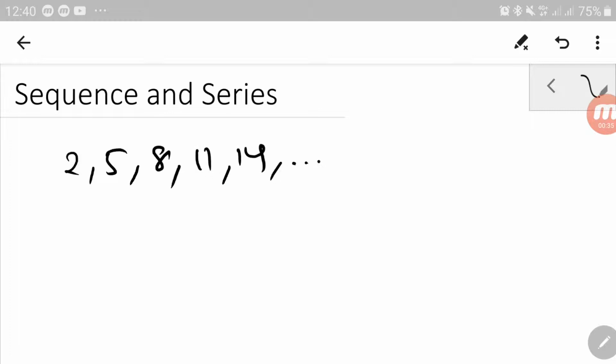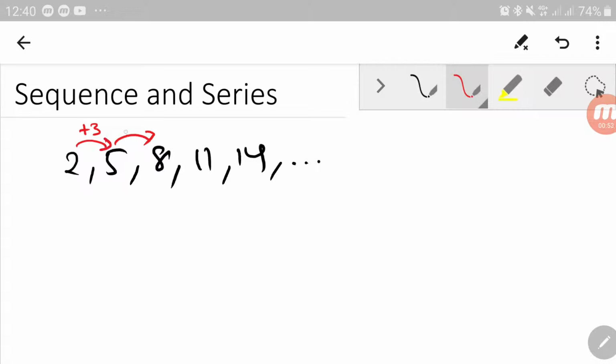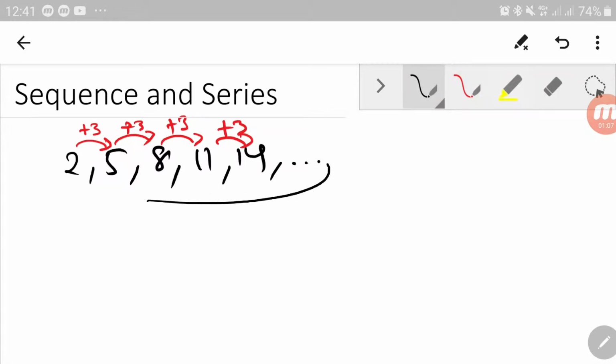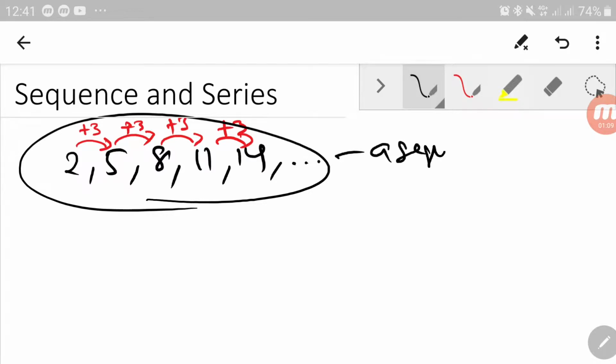Now, what sort of rule do we have over here? It is just that 5 becomes 2 plus 3, because we keep adding 3 to the previous number. So 2, we add 3, becomes 5, and 5, we add another 3 and becomes 8, and so on. So this is what we call a sequence.